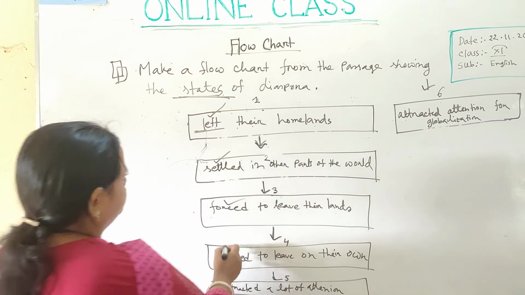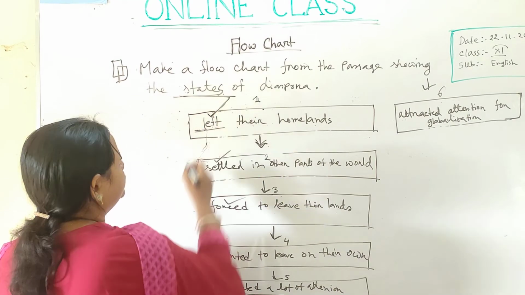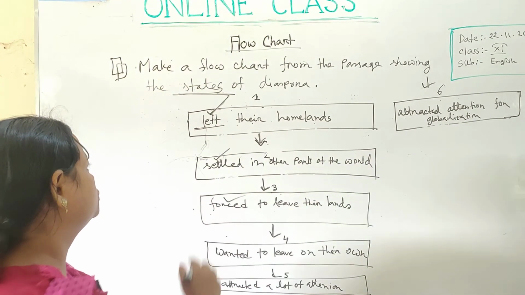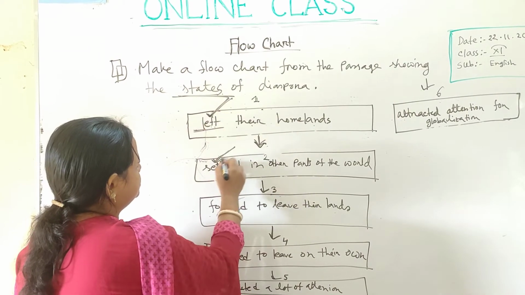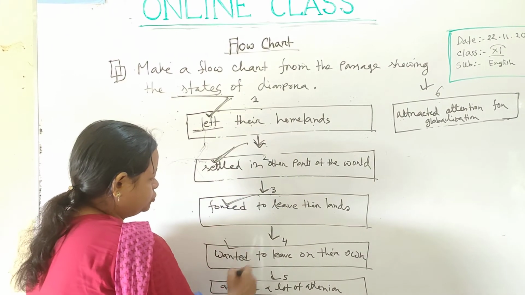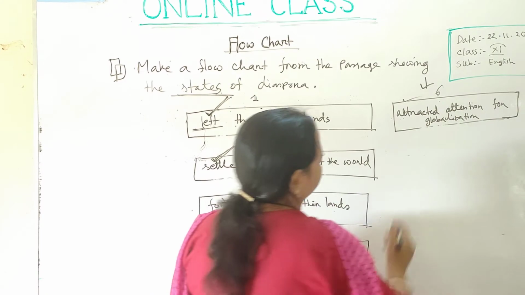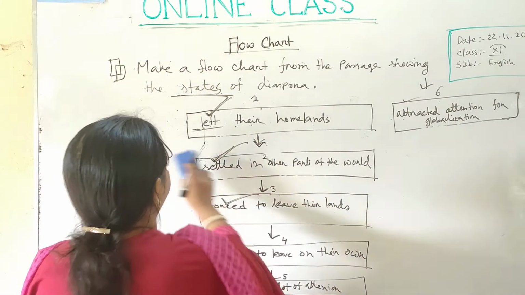So, you have to follow the question pattern, which one is given in your question. This is omitting subject, settled, omitting subject, omitting subject, omitting subject, omitting subject, and the last one is omitting subject.